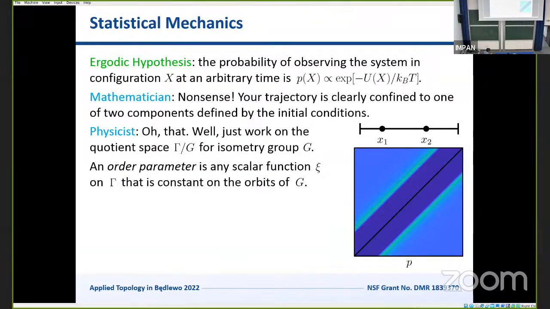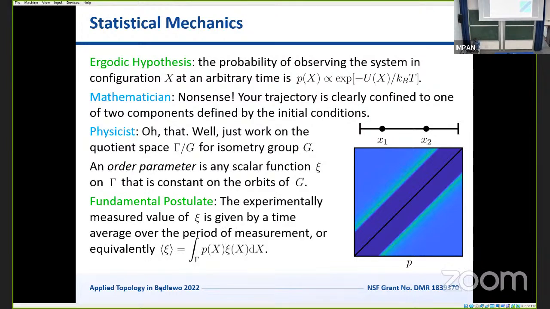The typical way that we talk about this is this little tornado sign, I guess. And so it's a scalar function defined over the space. It has this property that it is constant on the orbits of G, right? Because physically indistinguishable configurations should have the same value for this order parameter.